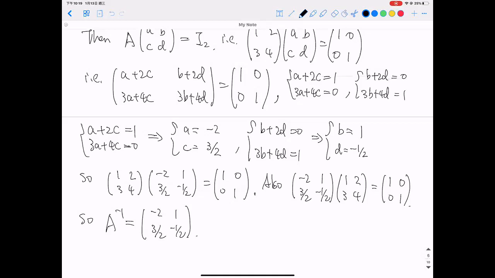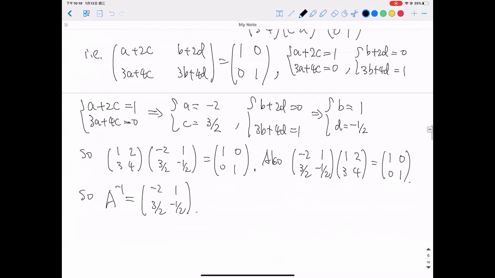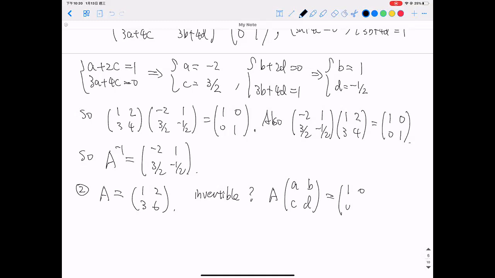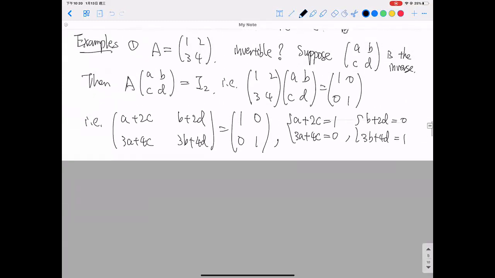Now, let's consider another example in this manner. So suppose A is 1, 2, 3, 6, and we want to know whether it's invertible or not. For that matter, we assume that the inverse looks like this, and we want to consider whether this equation is possible.